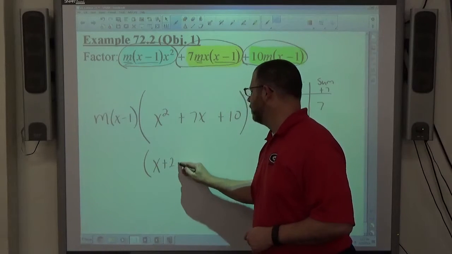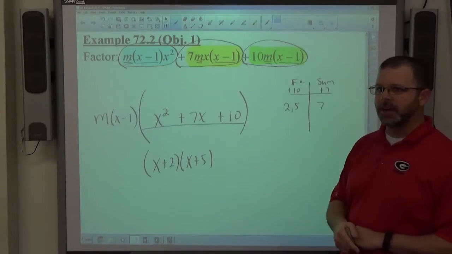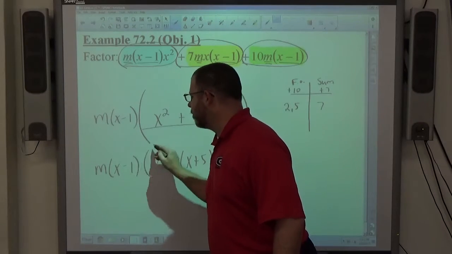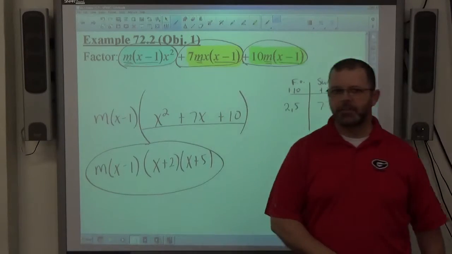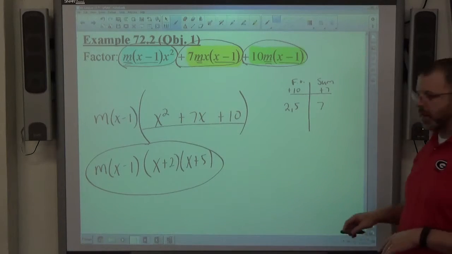x plus 2 times x plus 5 is this trinomial factor. m times x minus 1 is what we already took out. So the entire factored form is going to be all that stuff. Do not leave any part of that out. Make sure every part of that is part of your answer.